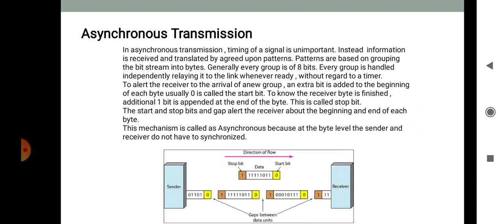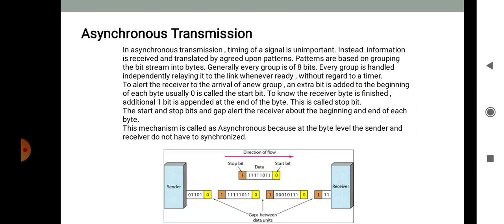The first type is asynchronous transmission. In asynchronous transmission, the timing of the signal is unimportant. Instead, information is received and translated by agreed-upon patterns. Patterns are based on grouping the bit stream into bytes. Generally, every group is of 8 bits and every group is handled independently, relaying it to the link whenever ready, without regard to a timer, so timing is unimportant.